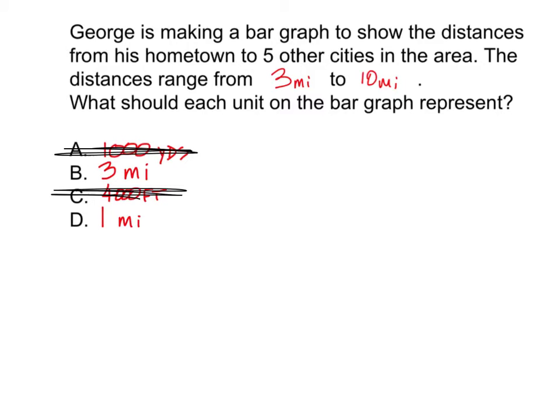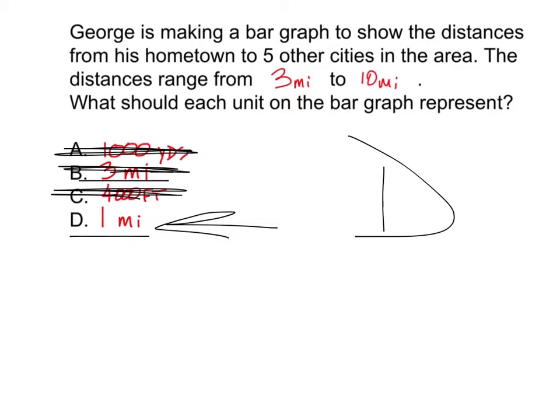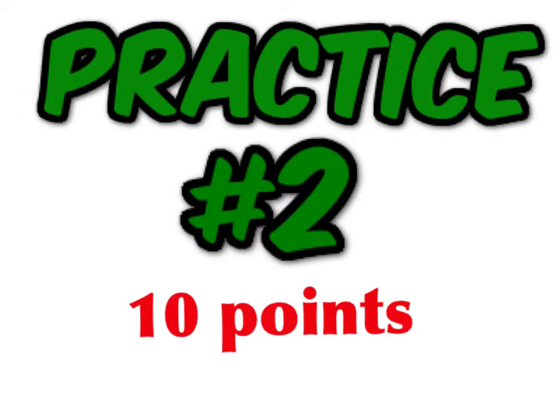You're going from 3 to 10 miles. So do you think we should have 1 mile or 3 miles? 1 mile, because 10 is more than 3 markings, because you'd have 3, 6, 9, but you wouldn't be able to show a more accurate representation, so you would have to use D, which is 1 mile. Give this a try. Bring it up.